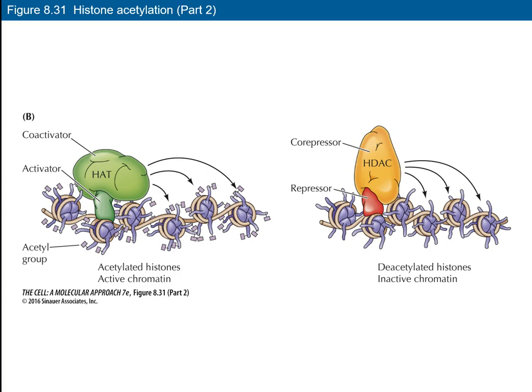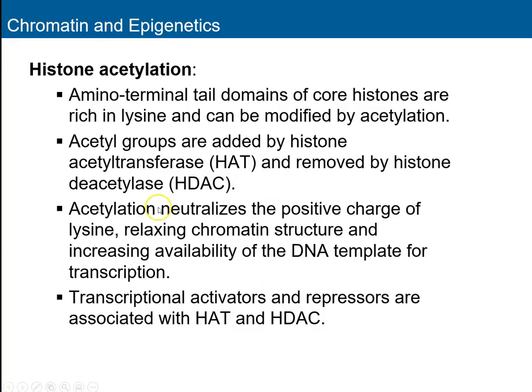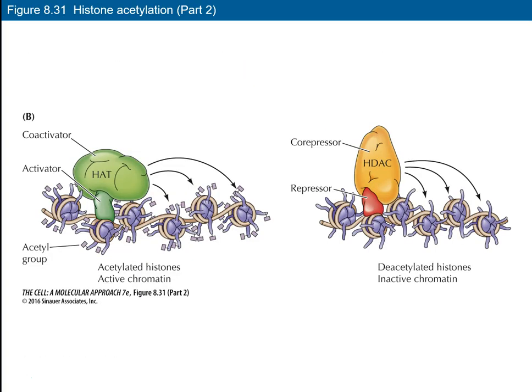We should know the difference between HAT and HDAC and what each does. HAT adds an acetyl group, and when it does, the positive charge is neutralized in lysine, and it relaxes the chromatin structure. Remember that DNA is negatively charged. So if you're reducing the positive charge of the histone, you reduce the interaction between positive and negative charge, because you're making the histone less positive. HDAC will remove an acetyl group, so it makes sense that repressors interact with HDAC, and that activators, or transcription factors that activate transcription, interact with HAT.